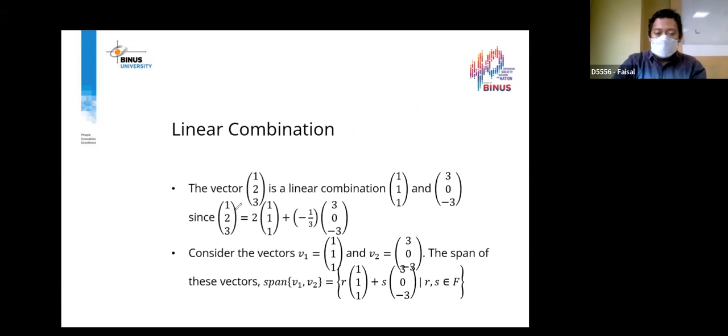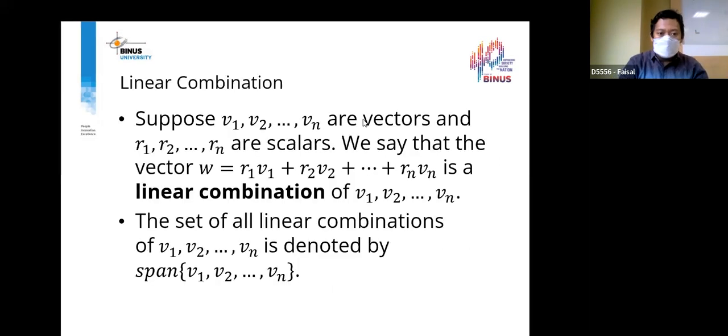And we can, because the definition is for a general vector space.